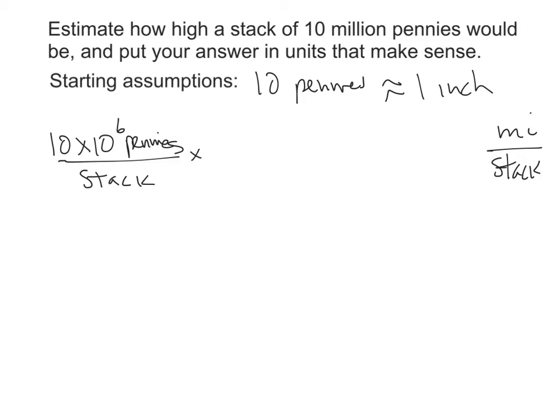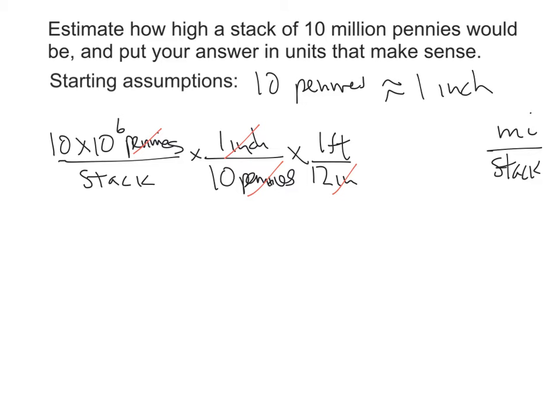So our next thing then would be to use that 1 inch over 10 pennies to be able to cancel the pennies, and now we're in inches per stack, and all we've got to do is turn that with a couple of conversion steps into miles per stack. So we're in inches, so that means 1 foot over 12 inches, and notice I put the inches on the bottom so that the inches cancel.